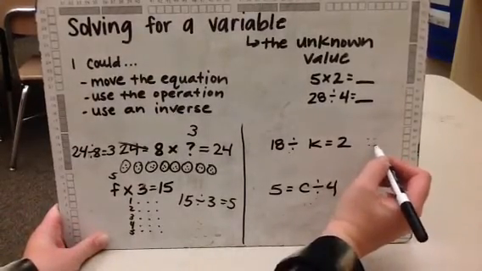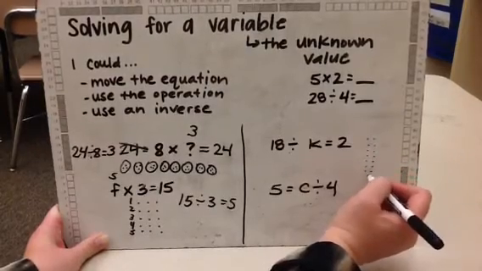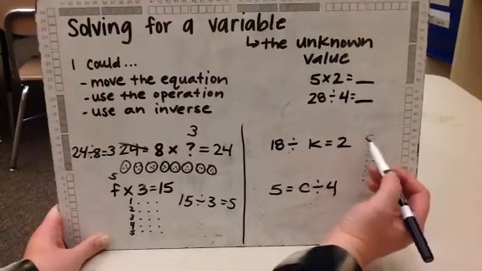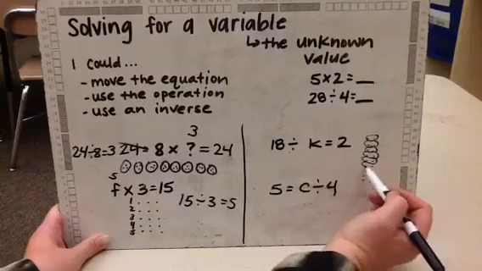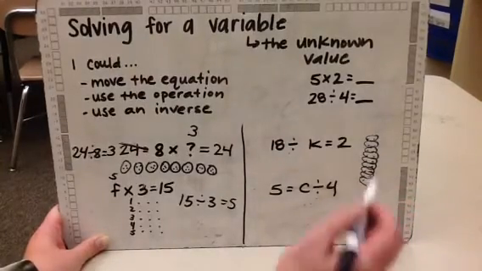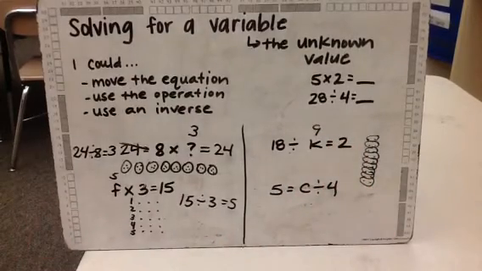1, 2, 3, 4, 5, 6, 7, 8, 9, 10, 11, 12, 13, 14, 15, 16, 17, 18. So it looks like I made 1, 2, 3, 4, 5, 6, 7, 8, 9 groups of 2. So the value of that k variable is 9.